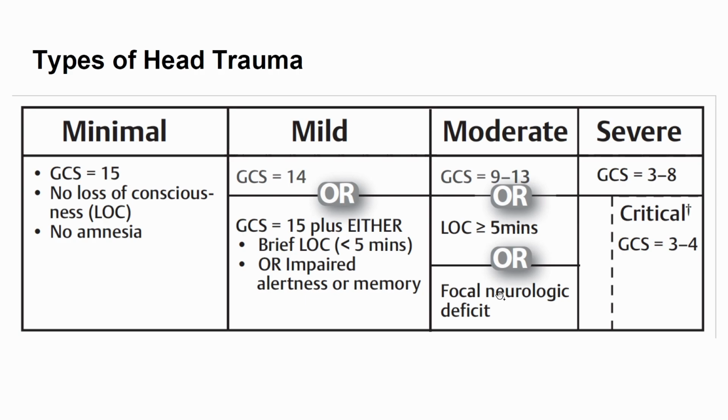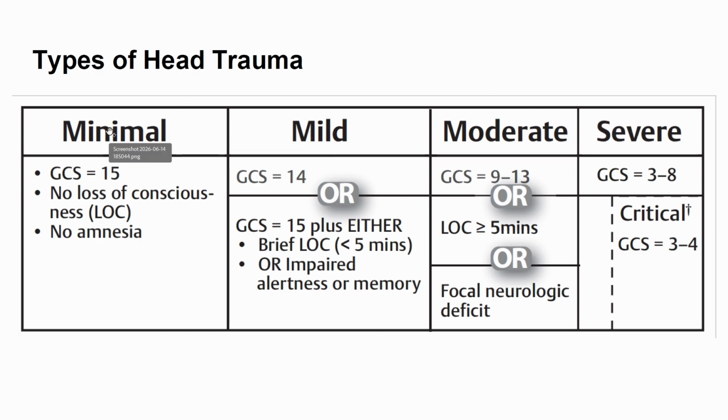After that, we are going to talk about the types of head trauma. My resource is the Greenberg neurosurgery book. So we have four types or four classifications of head trauma. First one is minimal, mild, moderate, and severe.